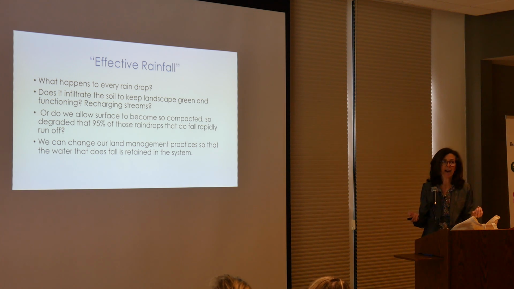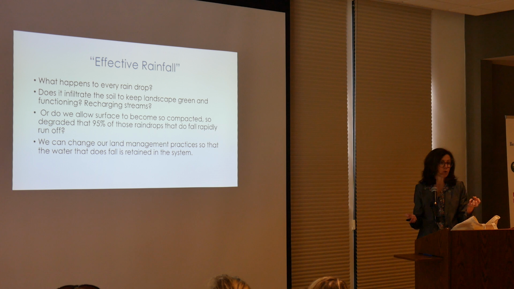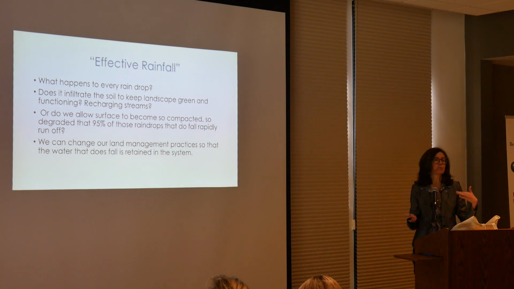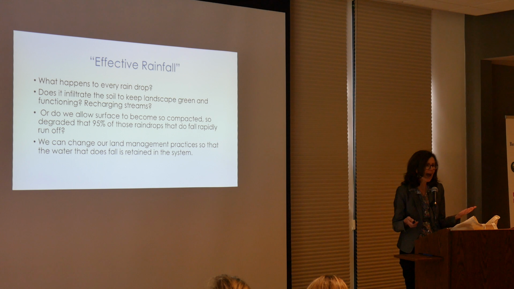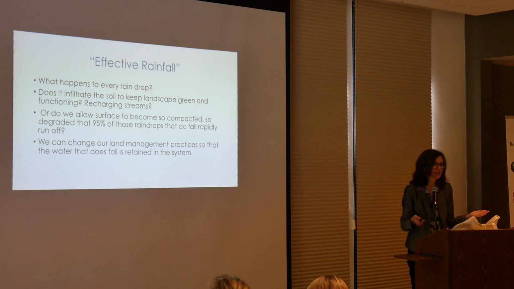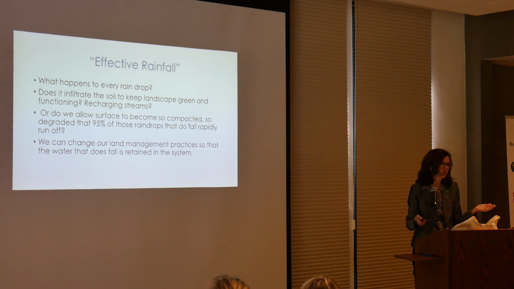So when you do have rain, you want your raindrops to go back into that soil carbon sponge. And how do you do that? Well, you change your management practices. So you encourage that water to stay in the system. And things like compaction and paving discourage effective rainfall, okay?